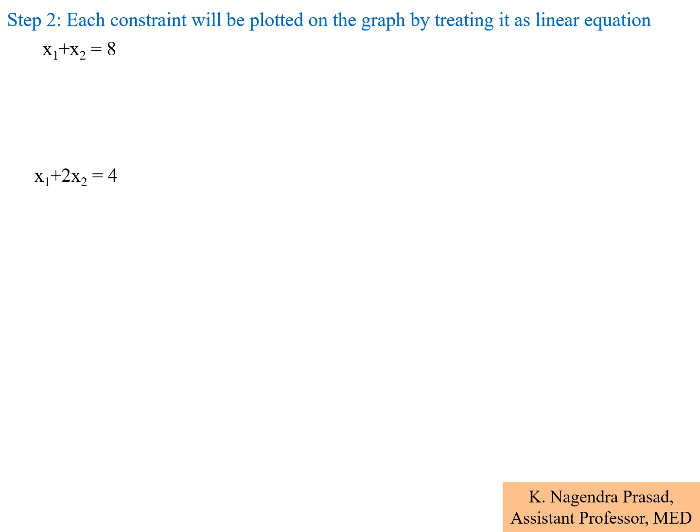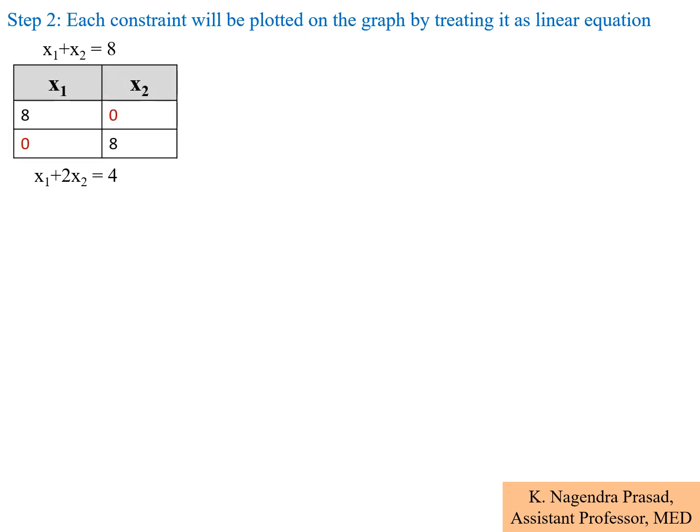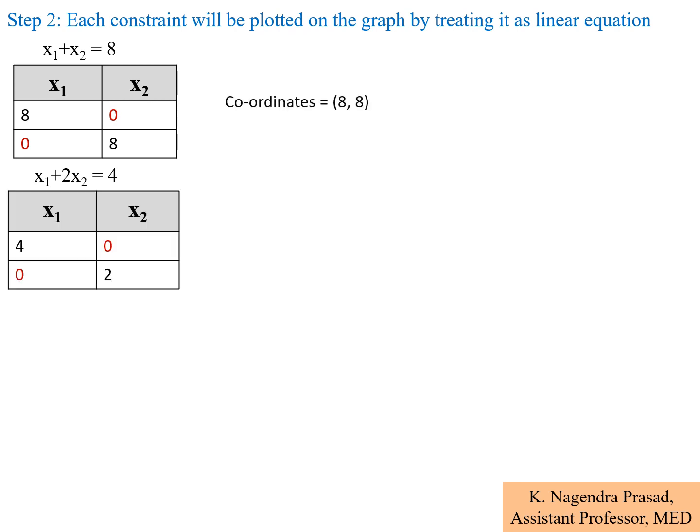For this, first we have to determine the coordinates of the equations. First constraint equation is x1 plus x2 equal to 8. Then we have to find the x1 value when x2 equal to 0, that is the x1 value is 8. Similarly x2 value also 8 when x1 equal to 0. Then the coordinates of the first constraint are 8, 8.